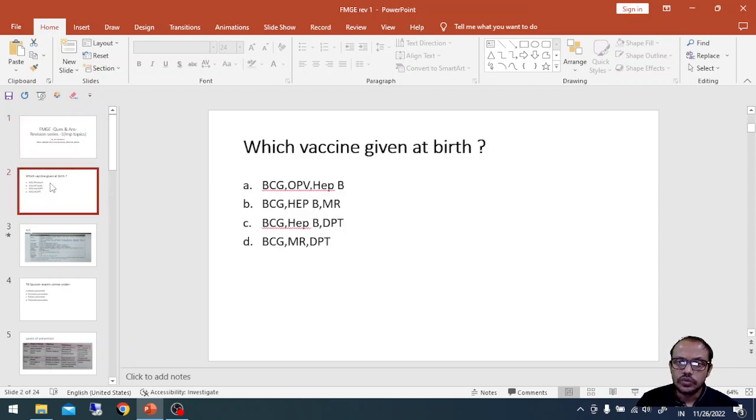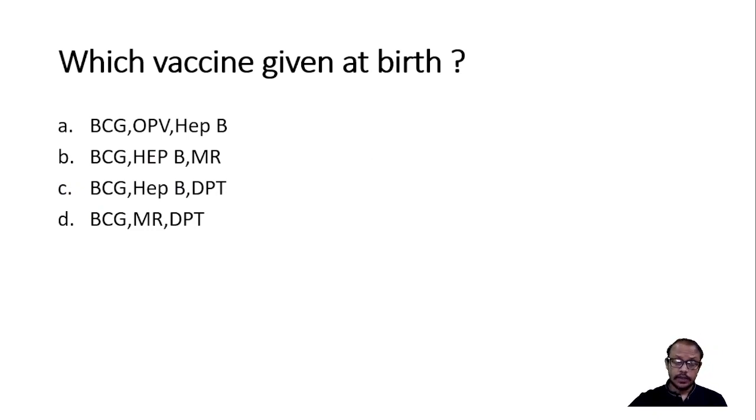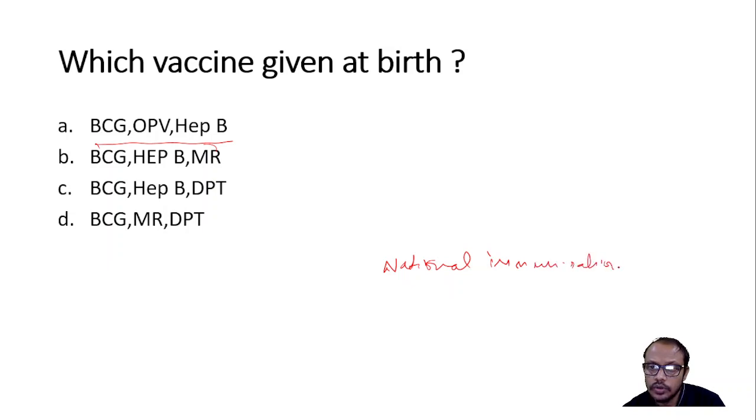So coming to the first question, which vaccine is given at birth? BCG, OPV, hepatitis B, all three, option A, are given at birth. As per the question, our immunization schedule is very important, that is the national immunization schedule. So BCG, OPV and hepatitis B are given.